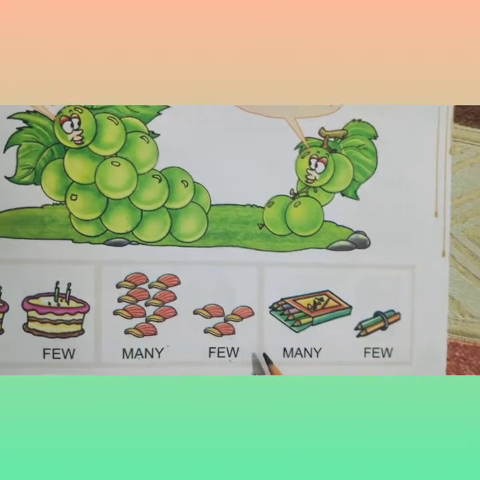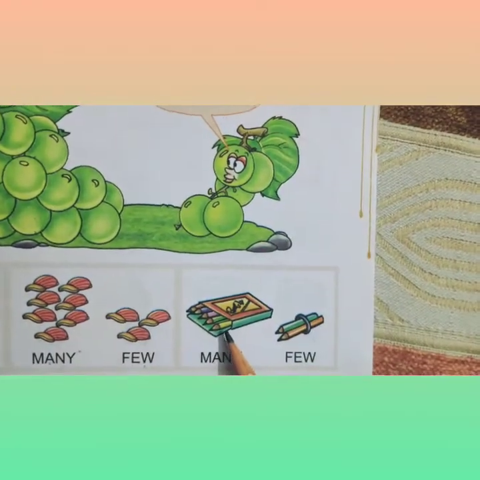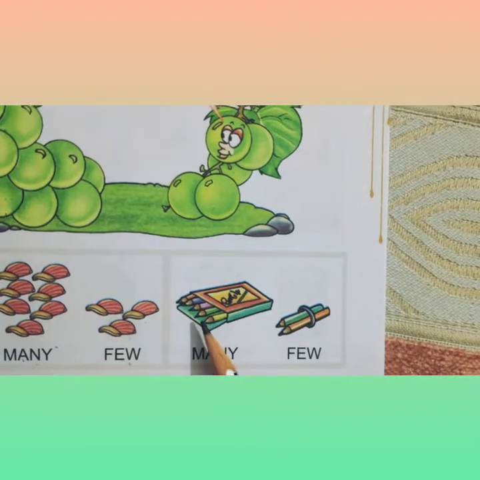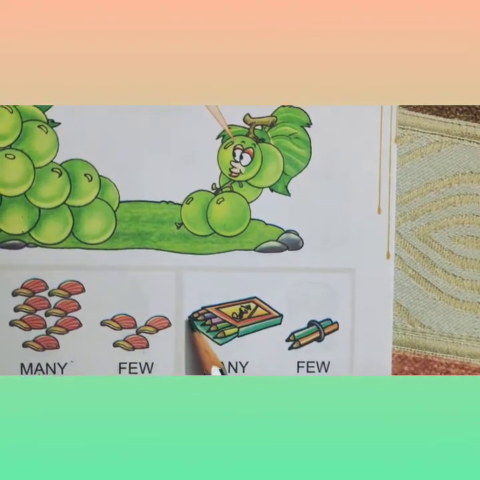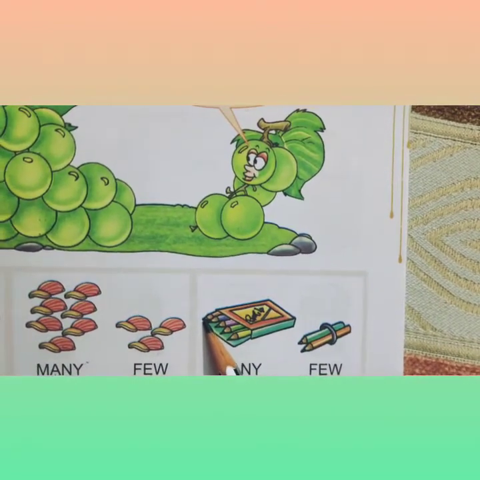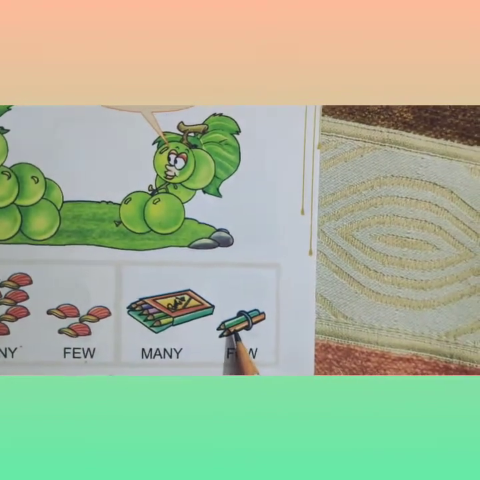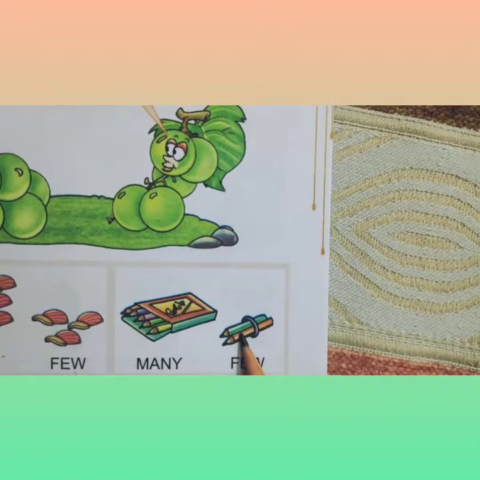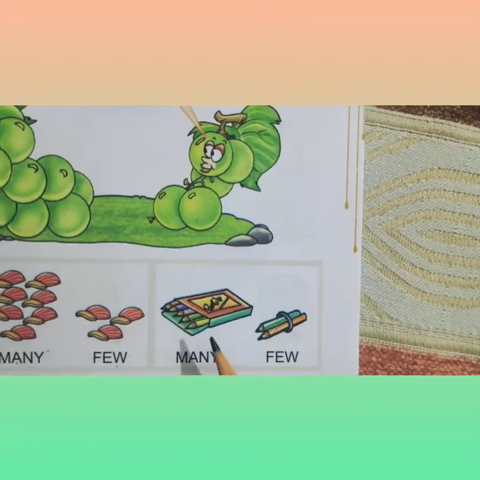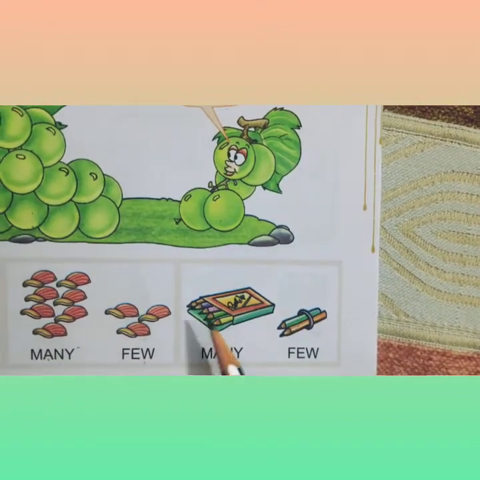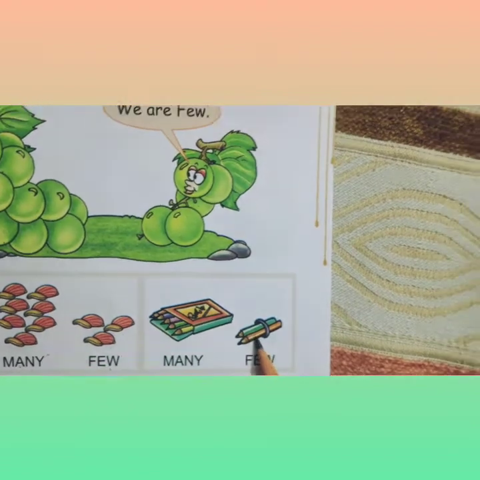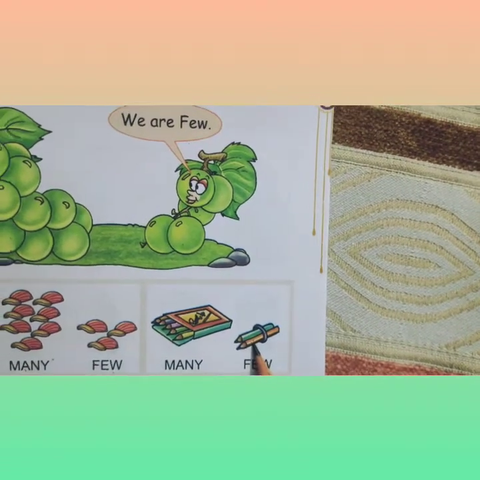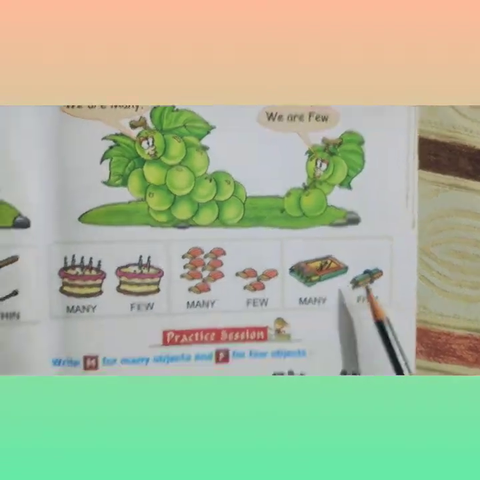Like that, in the third picture, this box has 1, 2, 3, 4 and 5 colors. And the second group has 1 and 2, only 2 colors. So we can say the box has many colors and the second group has few colors. Okay, all of you understand?